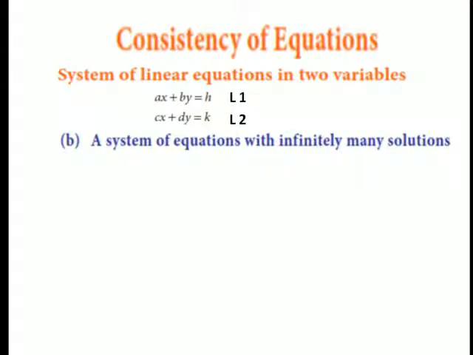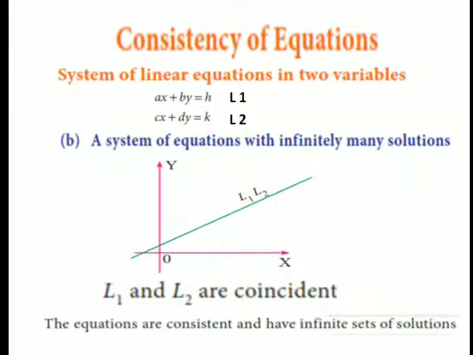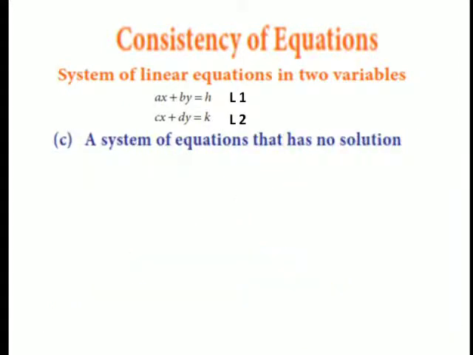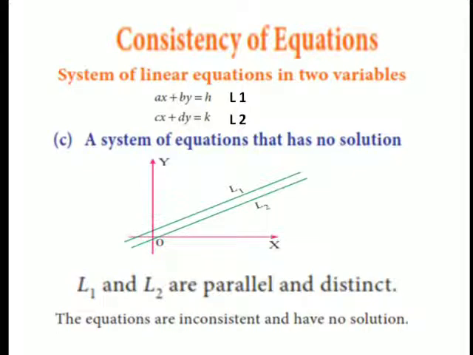Next one, a system of equations with infinitely many solutions. L1 and L2 coincide. So the equations are consistent and have an infinite set of solutions. Third, a system of equations that has no solution. L1 and L2 are parallel and distinct. So the equations are inconsistent and have no solution.